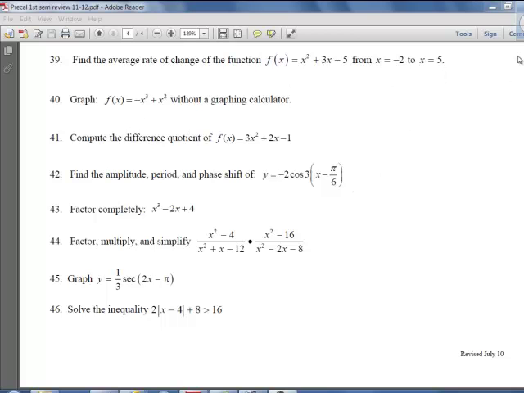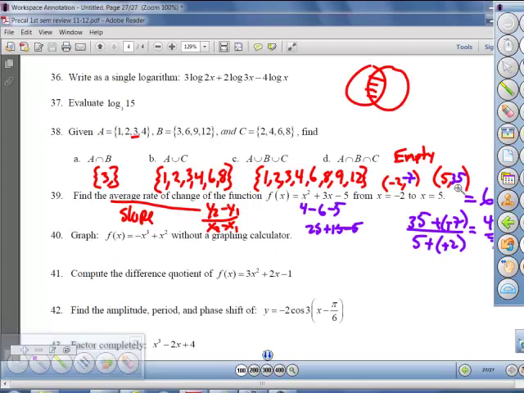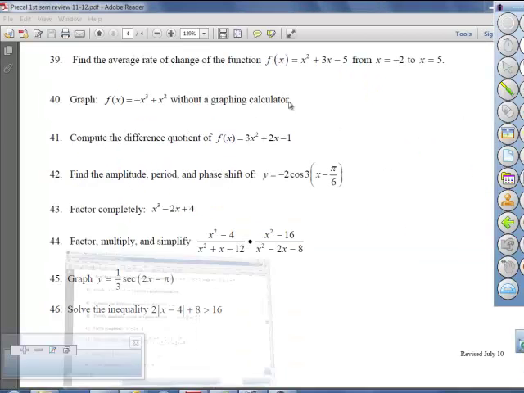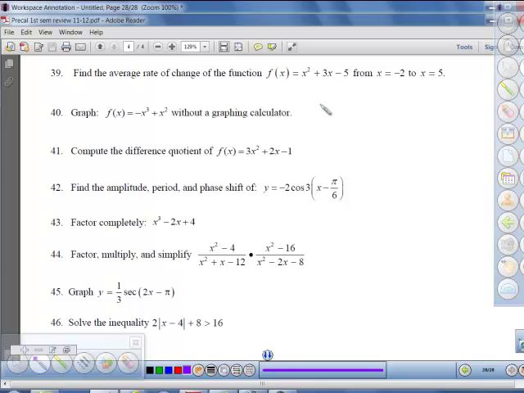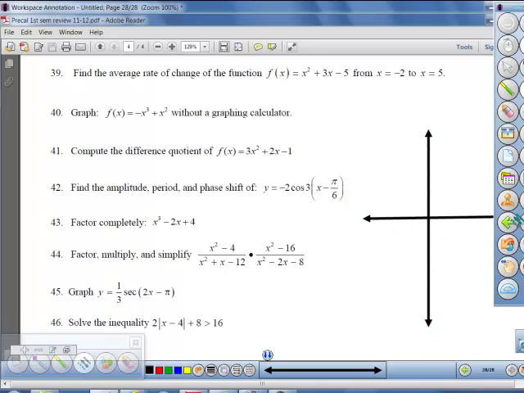Alright, so number 40, to graph this without a graphing calculator, basically what I would look at first is where this thing is going to cross the x-axis. If I was to draw a coordinate plane, where are my x-intercepts going to be? Well, first off, I could look at this and factor out an x. If I factor out a negative x, I would have x minus 1, so if I was to factor this, it would look like this.